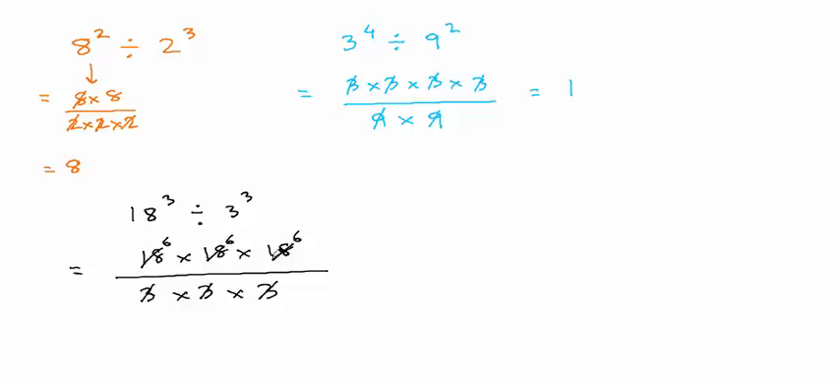The 18s come down to 6s, and it's a lot easier to multiply 3 6s together than 3 18s together. And not only that, on the denominator we only have a 1 and a 1 and a 1. So therefore the answer is 6 times 6 times 6 all over 1, which is 216.